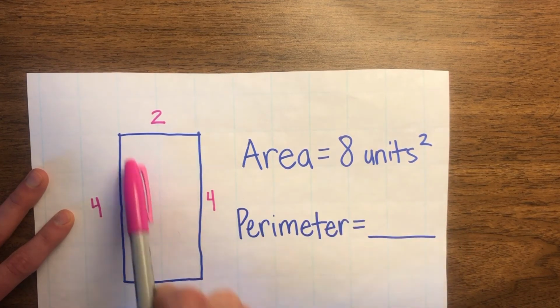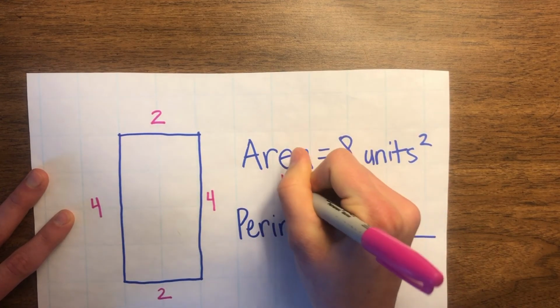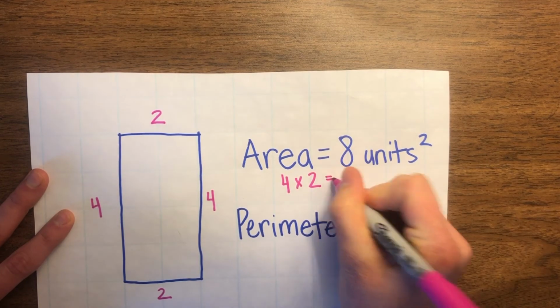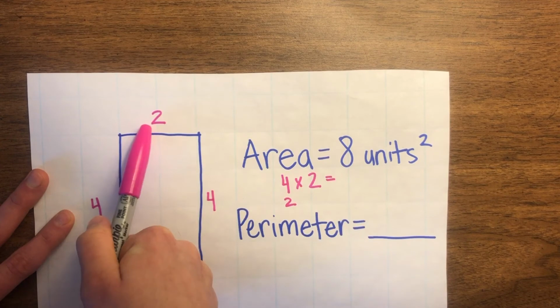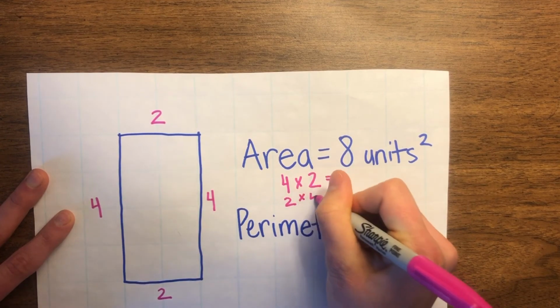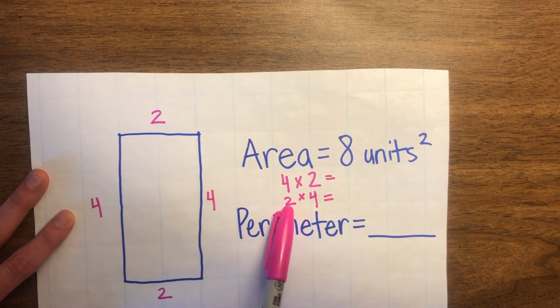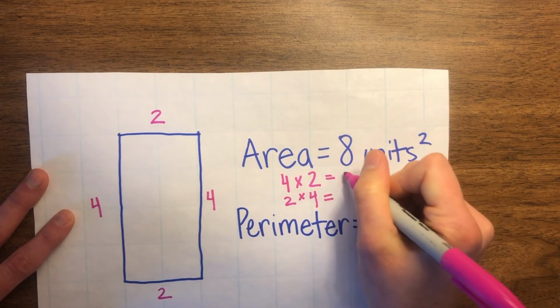That means I probably took the width, 4, times the length, or remember, the length times the width will give us the same thing. 2 times 4 is going to be equal to the same thing as 4 times 2. That will give us 8.